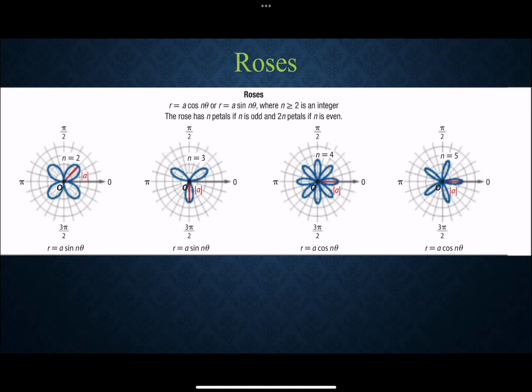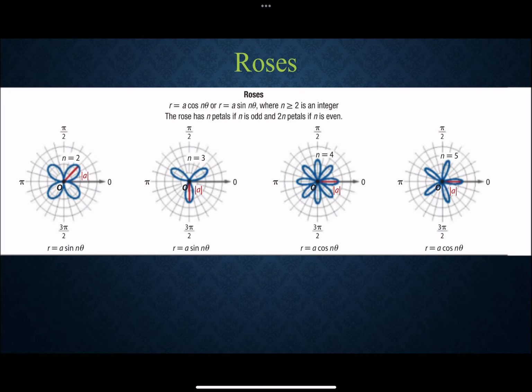Next up is our rose. The rose is going to pretty much create these flower petals, where the number of petals corresponds to the coefficient of theta. So the format here is r equals A cosine n theta, or r equals A sine n theta. n has to be bigger than 2, and it has to be an integer as well.